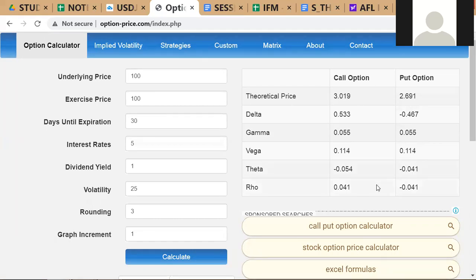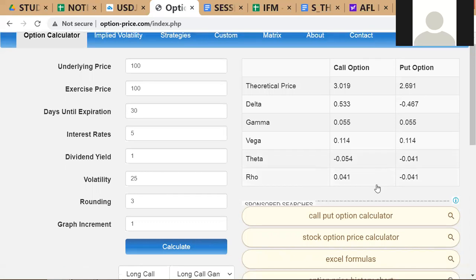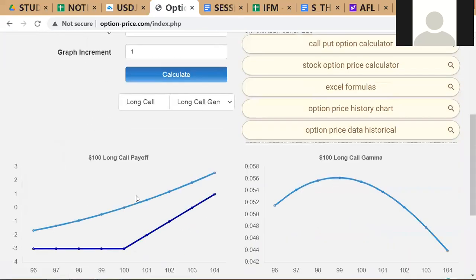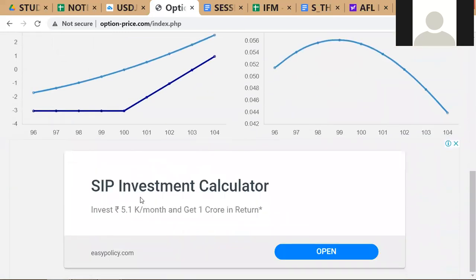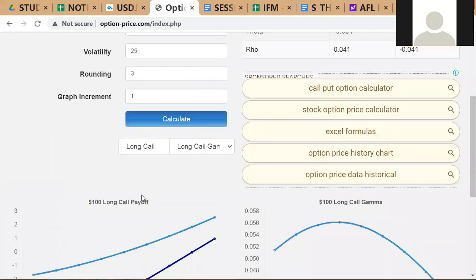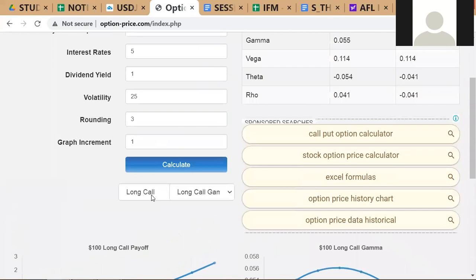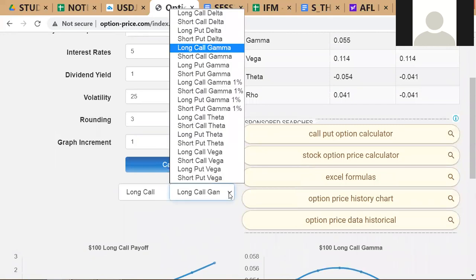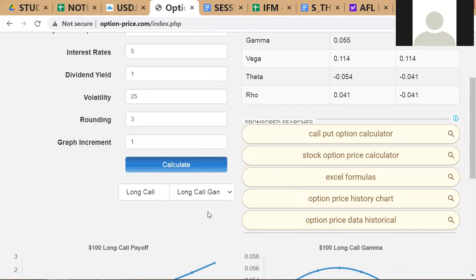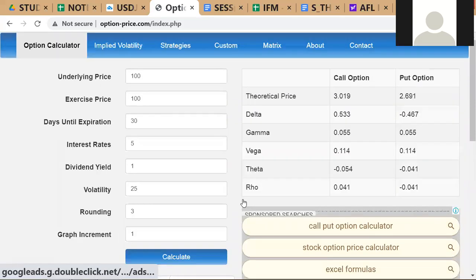Can you do the put setting as well? In the below calculate, there is a put setting as far as I remember, below the calculate button. Yes, long call, long gamma. So what should be the setting? Theta is never positive mathematically. Your theta is never going to be positive when you have a long call position.